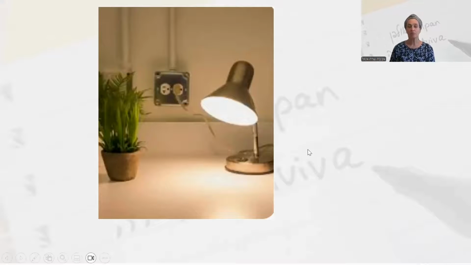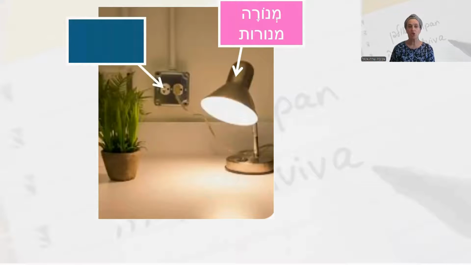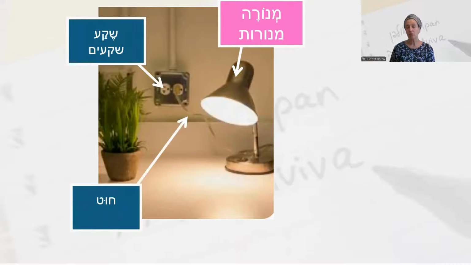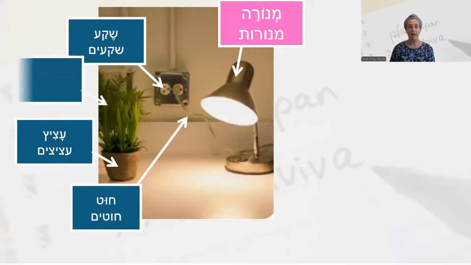So here's our lamp. We have a menorah, and in plural, menorot. Here it follows the rule, no problem. Feminine ends with ot. We have our sheka, and the plural shkaim, masculine, no problem. We have our chut, masculine, plural chutim, again follows the rules. We have our atzitz, and in plural, atzitzim. We have our ale, and the plural would be alim. Again, notice that the hey is dropped. More information about that in some of my other videos.